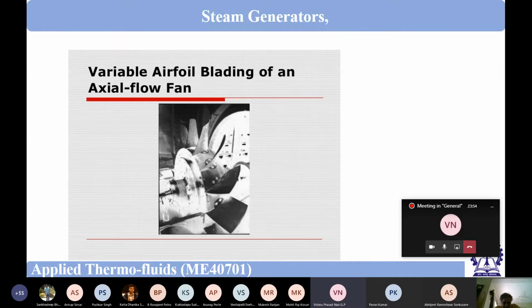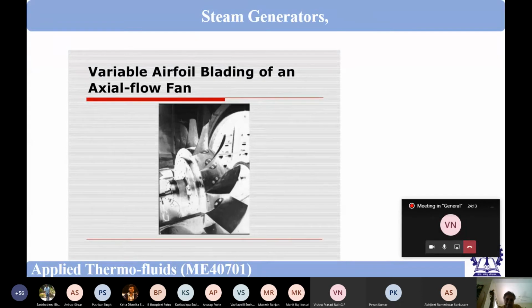Like, pitch will only change the pressure delta P, right? It will not change flow rate. No, it will also change the flow rate. See, actually, these are very closely related. Delta P and Q, you cannot change anything without affecting the other.